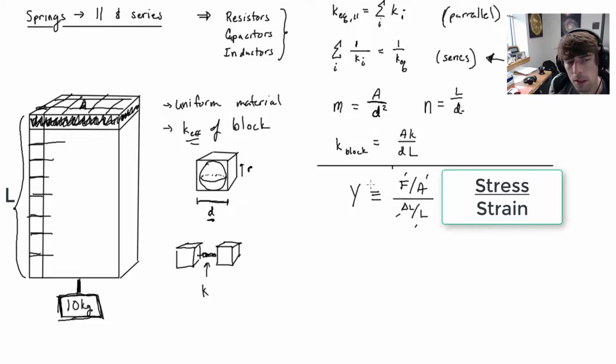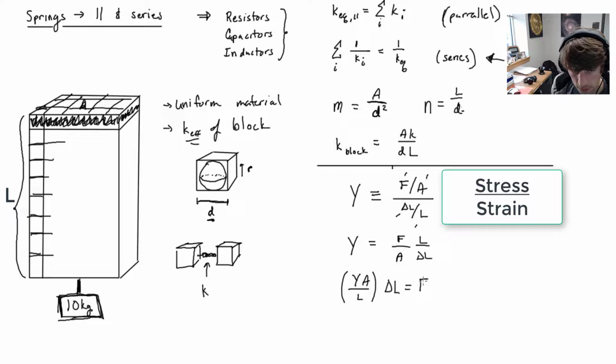I'm going to take this definition, though, and I'm going to rearrange it a little bit. If I take Young's modulus, and I'll rewrite this without the compound fractions, get L over delta L, and I'm going to move everything over to the other side. In other words, I'm going to write it like this: Y A over L, and I'll put a delta L here, equals force. And this should look awfully familiar.